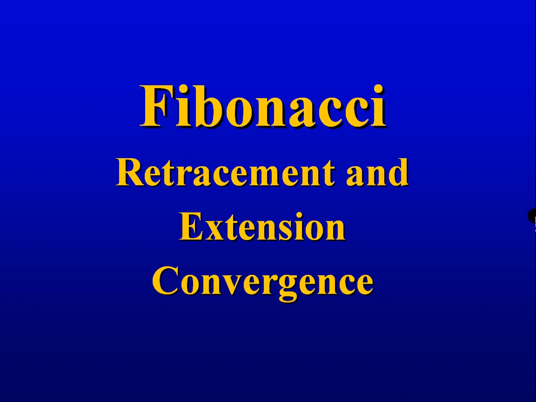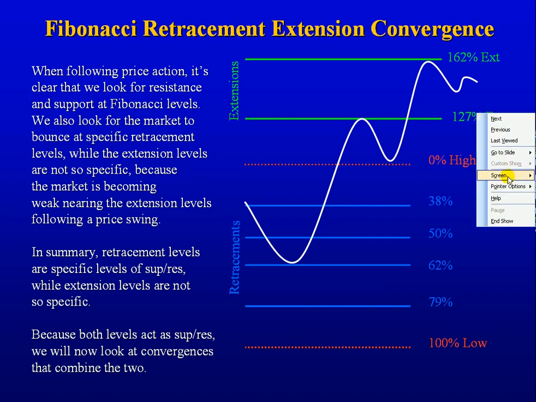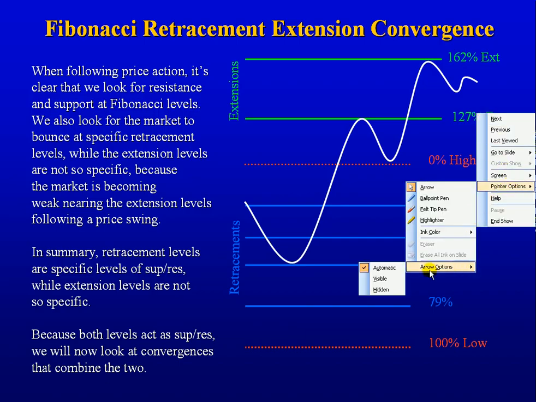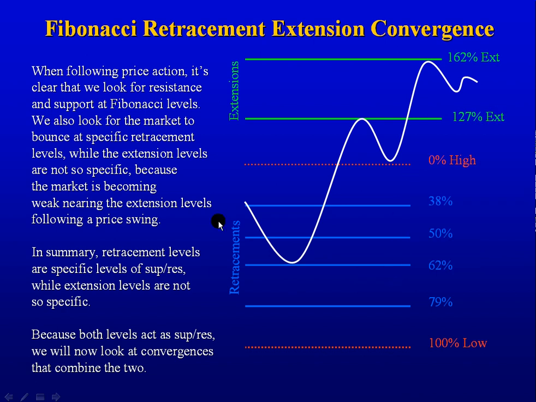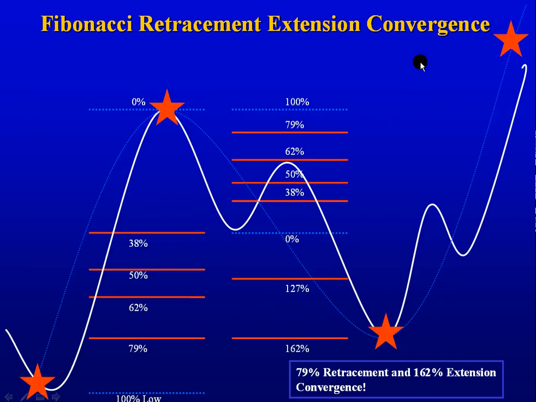Fibonacci retracement and extension convergences. Once again, looking at retracements, price retraces, and then it moves past the previous high to an extension, 127%, 162%. What this is going to look like, or what we're looking for now with the retracement extension convergences, is this.